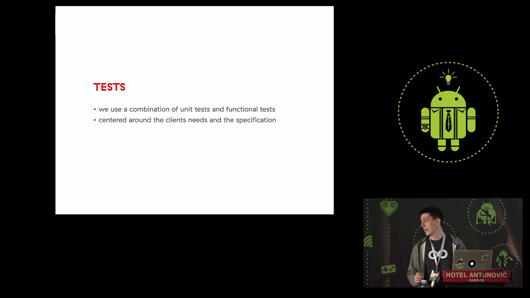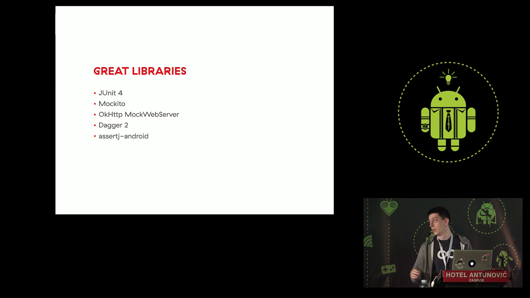And we use a combination of unit tests and functional tests. We're trying to use less and less of RoboElectric because it also has some issues. But yeah, we're moving away from it, basically. And our tests are mostly centered around the client's needs and the specification we get. And to do that, we use a number of different libraries. Each of them has a specific purpose.